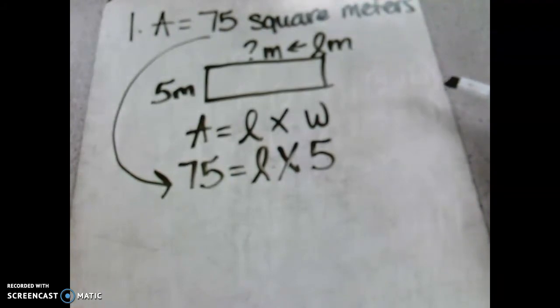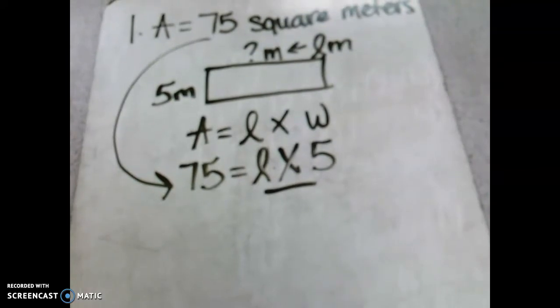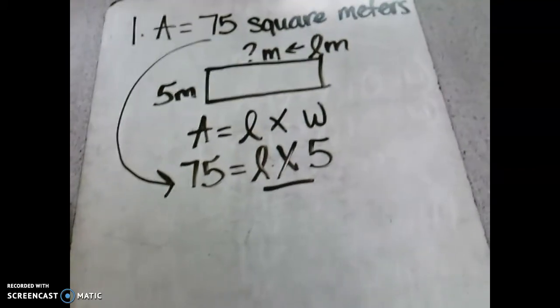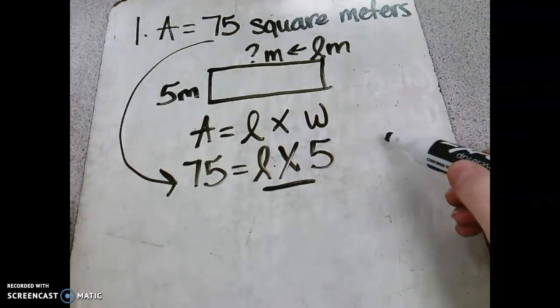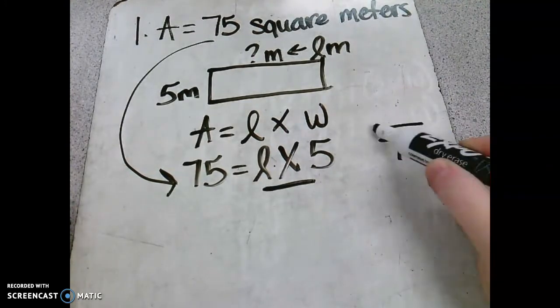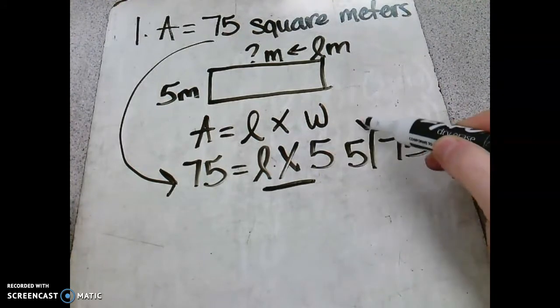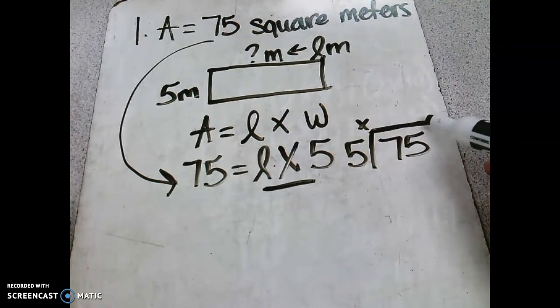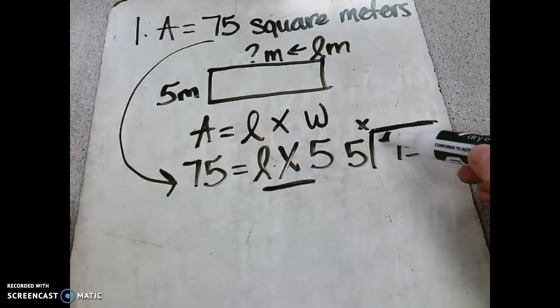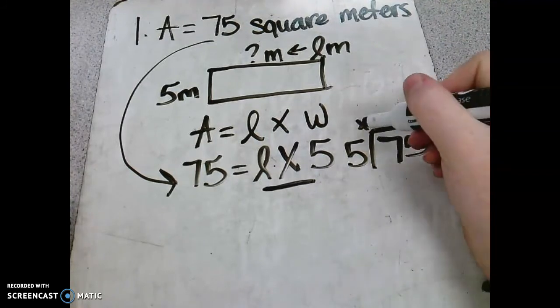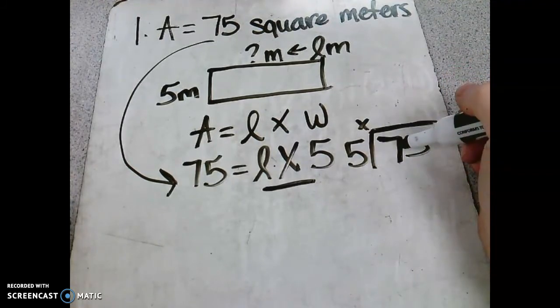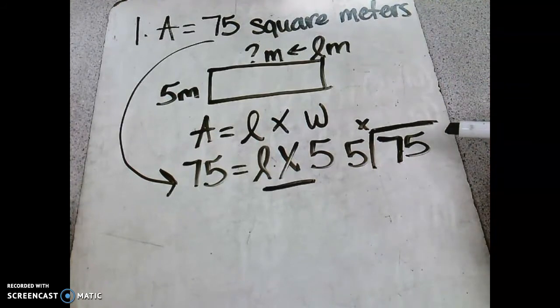Okay? So what we're going to do, we're going to do the opposite of multiply. The area ones are a little easier, aren't they, than the perimeter ones? So we're going to do the opposite of multiply. We're going to do 75 divided by 5. If you don't know what 75 divided by 5 is, then let's do long division together. 5 times what's going to get me close to 7 without going over?